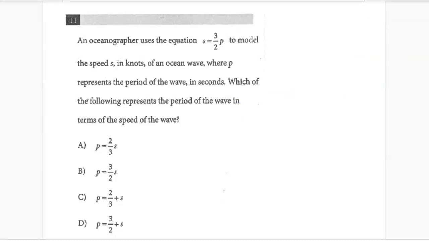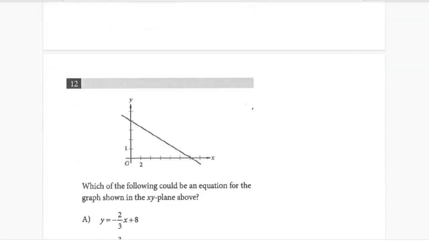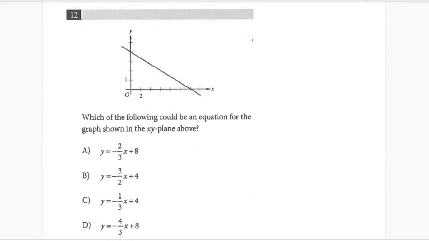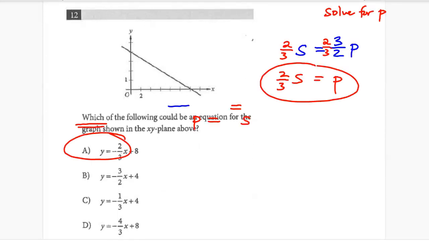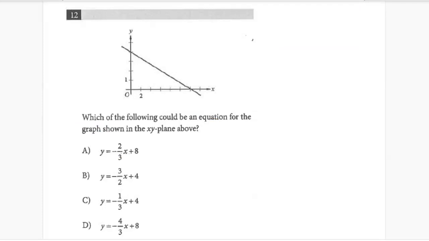All right. Scrolling down. Number 12. See what we got going on here. So which could be an equation for the graph of the line above? Well, look at my units. That's the first thing. They're trying to screw you up a little bit here. Notice this bottom scale is going 2, 4, 6, 8, 10, 12. And then this axis is 1, 2, 3, 4.